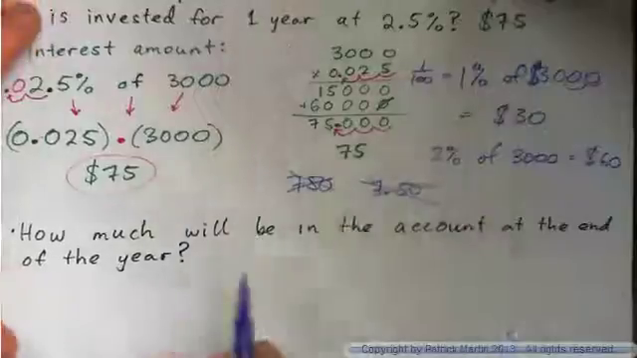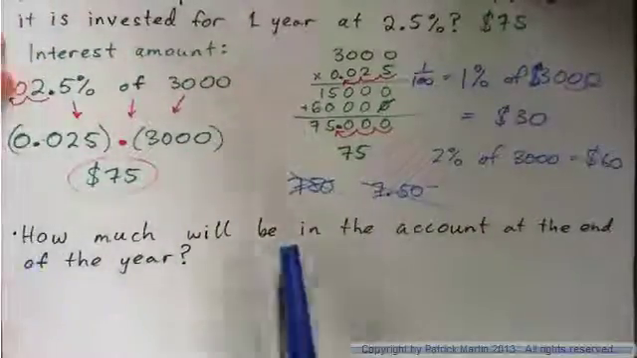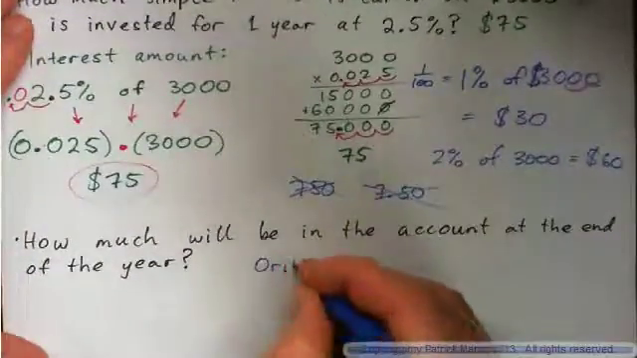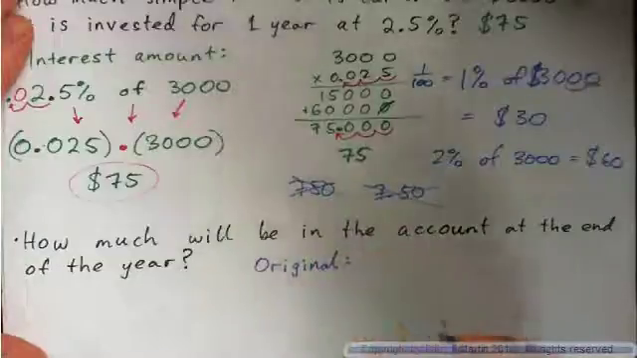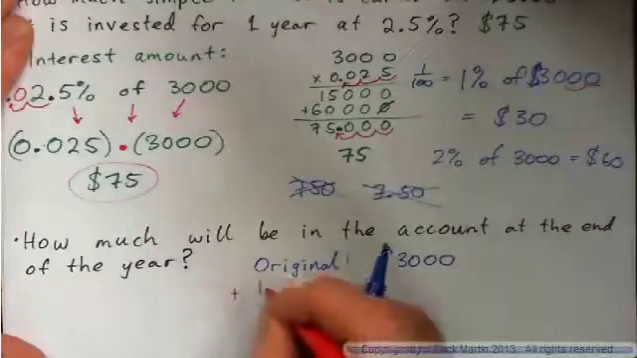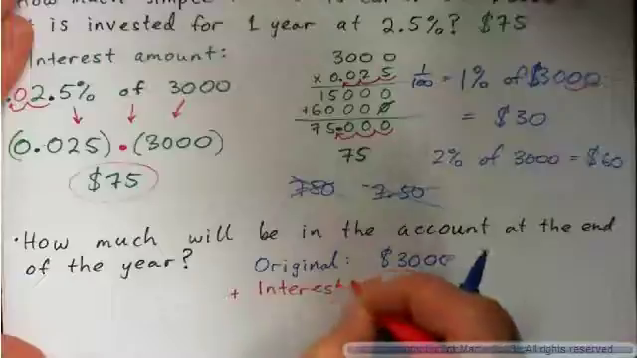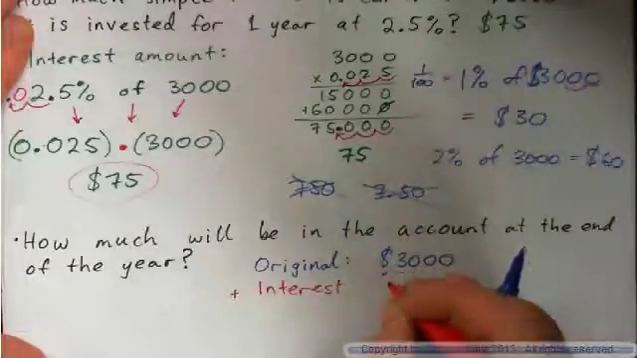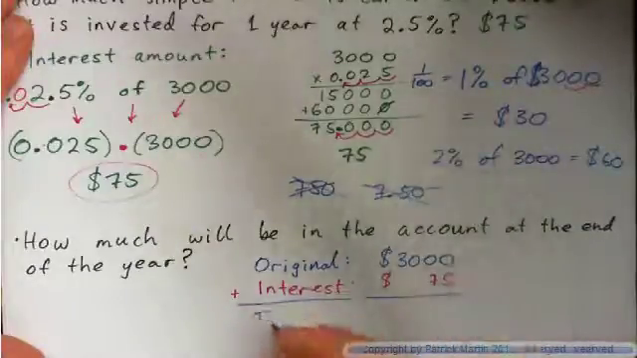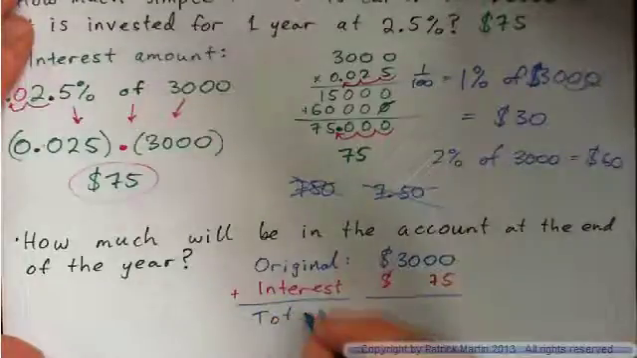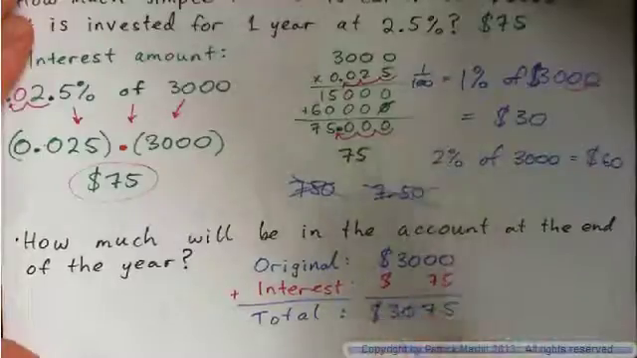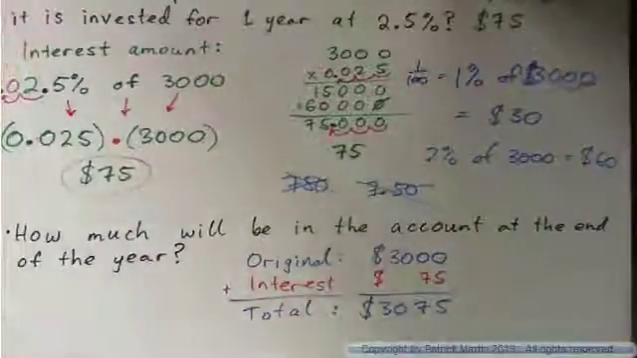Okay, how much will be in the account at the end of the year? Can you figure this one out? What did we start with? What's the original amount? $3,000. What was the interest? So we have to add on the interest. The interest was $75, and that gives us the total. So that'll be $3,075. At the end of the year, you'll have $3,075 in the account.